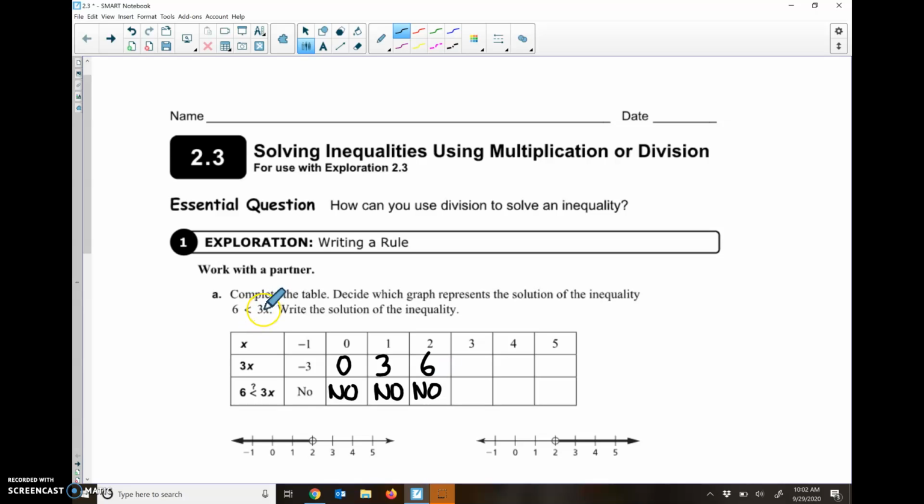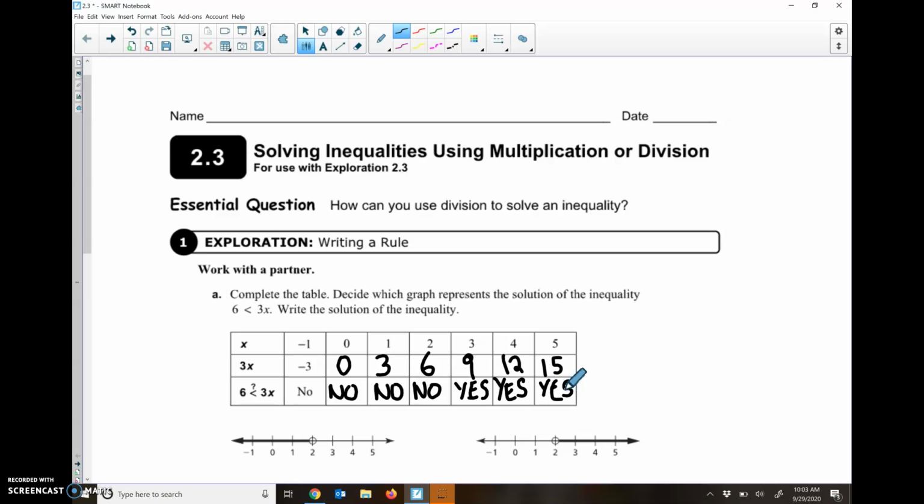All right, and then we have 3 times 3, which gives us 9. Is 6 less than 9? So now we can finally put a yes. 4, 3 times 4 is 12. Is 6 less than 12? Again, we could put a yes. And then 5, 3 times 5 is 15, and 6 is less than 15. So that's a yes as well.